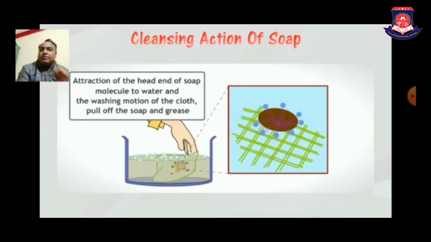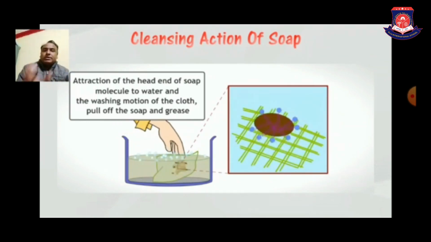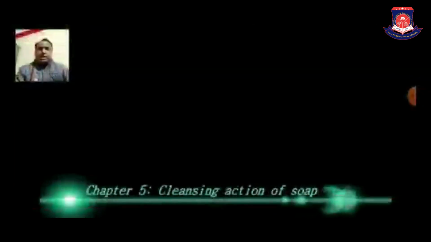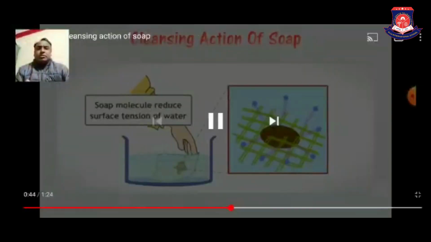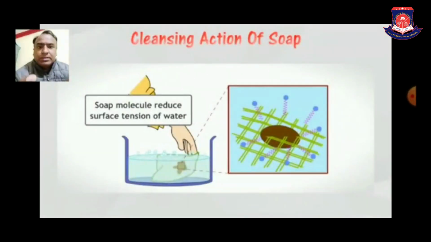The attraction of the head end of a soap molecule to the water, and the washing motion of the cloth, pull the soap and grease apart. Actually, what happens? See, the hydrophobic region of the soap molecule, the water-hating region, has a carbon hydrocarbon tail.